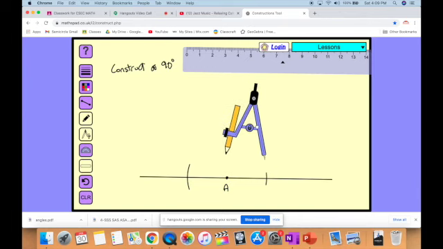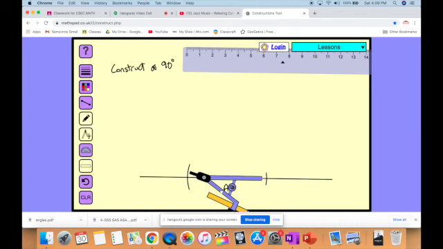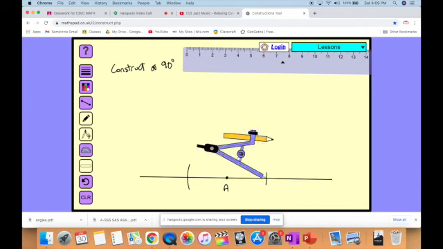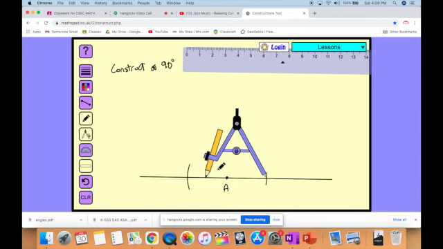Now, I'll put my compass here. You notice something, right? With this opening, the compass is going directly on the point A. I don't want that. So now I'm going to change the opening. I'm going to make it so that it is more than the point A, right? I'll make it longer, right?